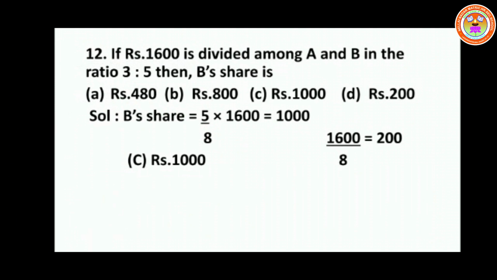I did it at the side. See, look at that, children. 1600 by 8 equal to 200. Now you just multiply it by 5. Because in 5 by 8 into 1600, I cancelled 8 into 1600, 2 times, that is 200 times. So 5 2s are 10, so you will be getting 1000. So which option is it? Option C, rupees 1000 is the answer.